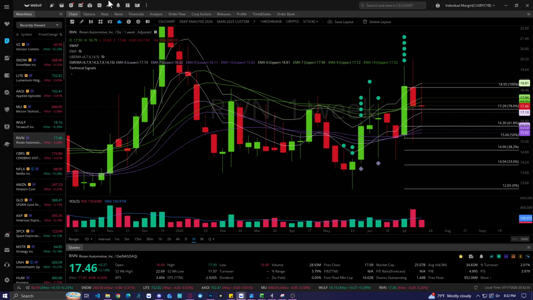But I would say 7 times out of 10, stocks usually stay within these bands. And that's why I have these EMAs positioned at the numbers that I have them. So I have the 4, the 7, the 9, and the 14.